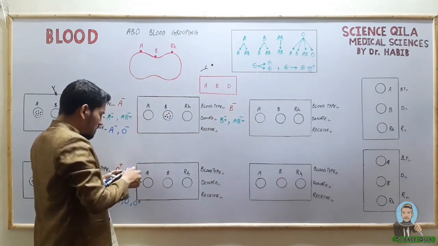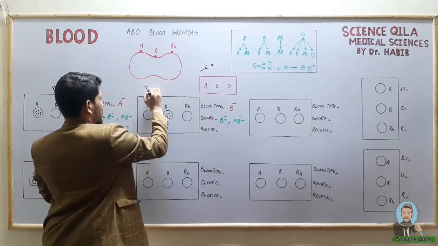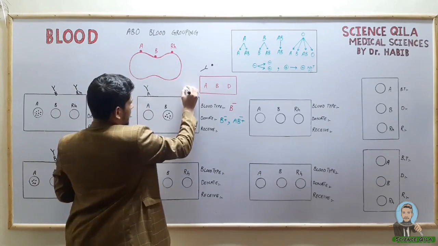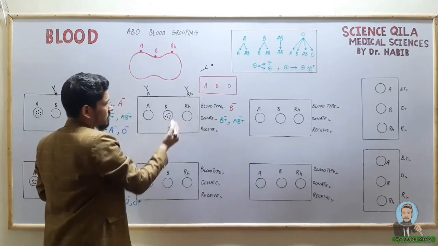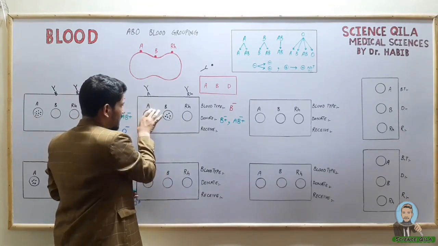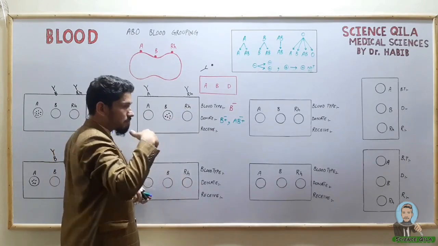So this person will develop Y-shaped antibodies against A, and also antibodies against RH, because these are foreign antigens. So it cannot receive blood from blood type A and also from patients having positive blood type.